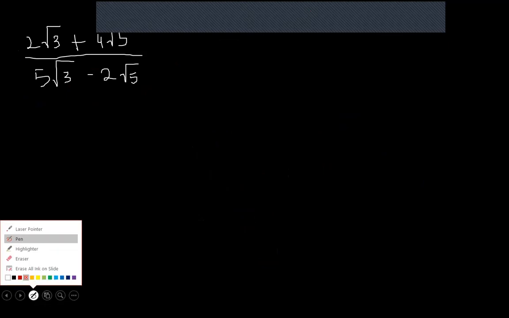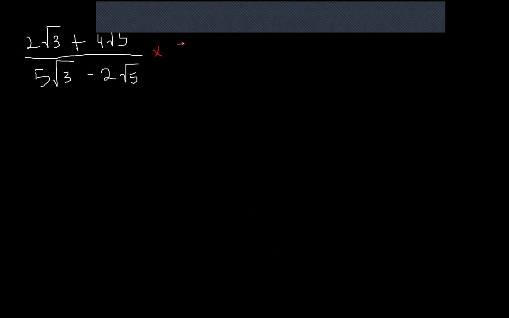I asked you to do this question for me. 3 plus 4 root 5 over 5 root 3 minus 2 root 5. And we already said that we would multiply this by the conjugate. And we found out that the conjugate is 5 root 3 plus 2 root 5. But we need to multiply both numerator and denominator.